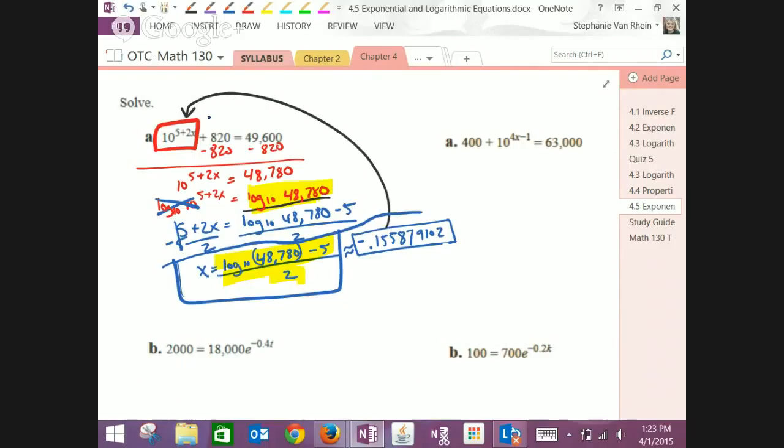I'll say probably round to the 3rd decimal or the 4th decimal. But at this point, it's just getting there. And then rounding, if I round to 4 decimals, this would be minus 1.559.